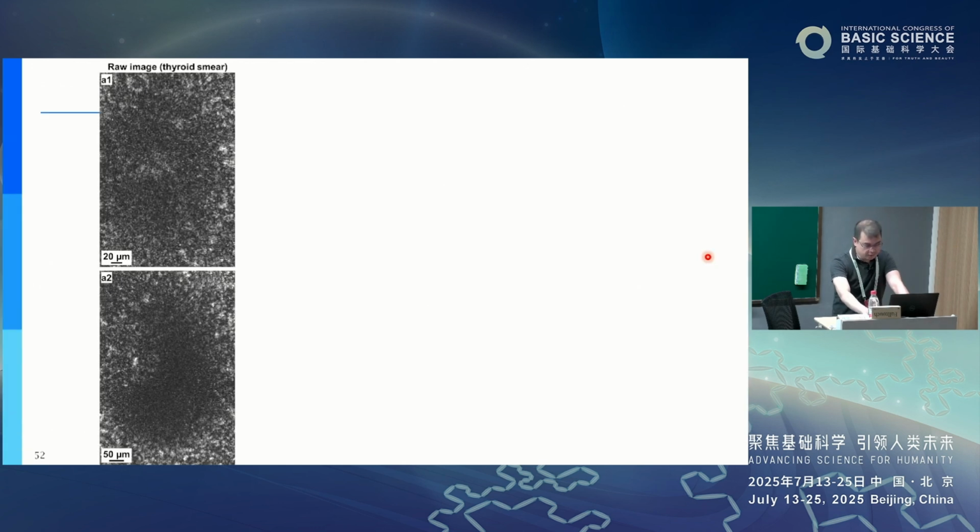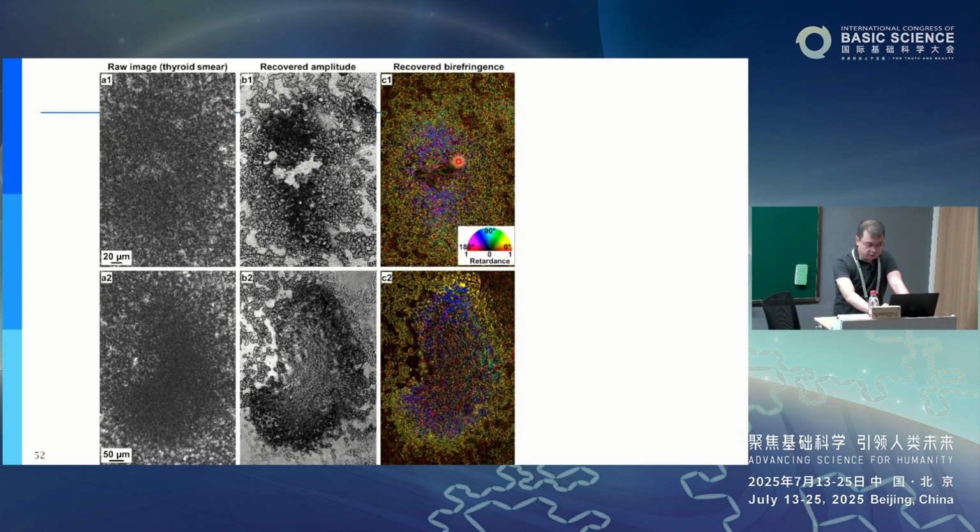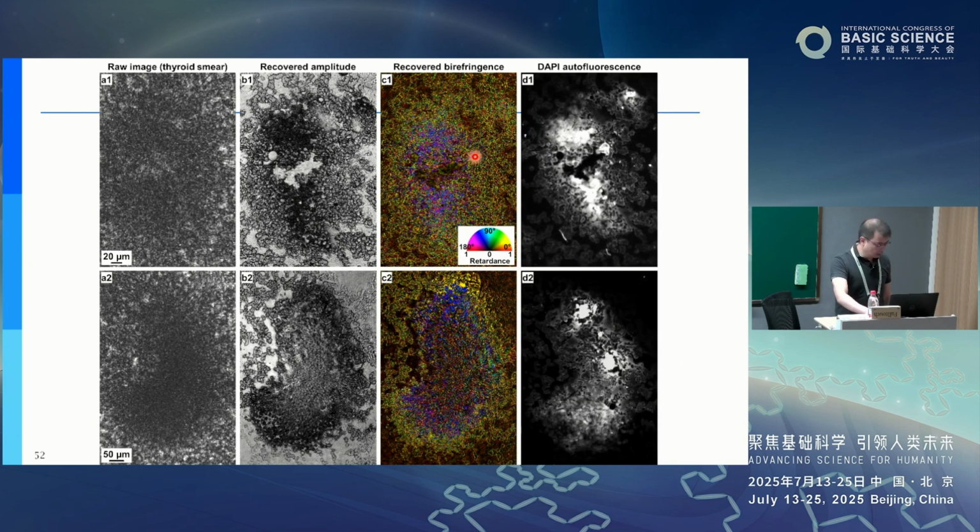We also try to do cancer screening. So this is a thyroid smear from a clinical patient. What we can do is recover this birefringence map, which correlates to the tumor regions of this thyroid smear sample. We also correlated this with the fluorescence image, so we can see the correlation between the fluorescence labeling and this polarization-based label-free reconstruction.